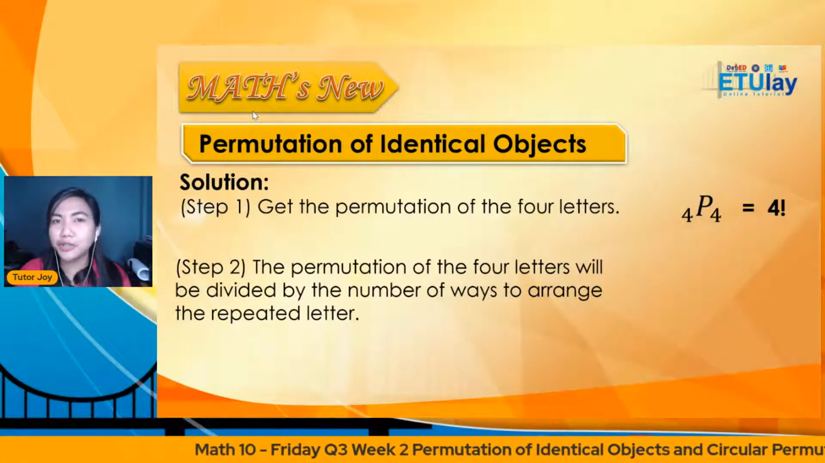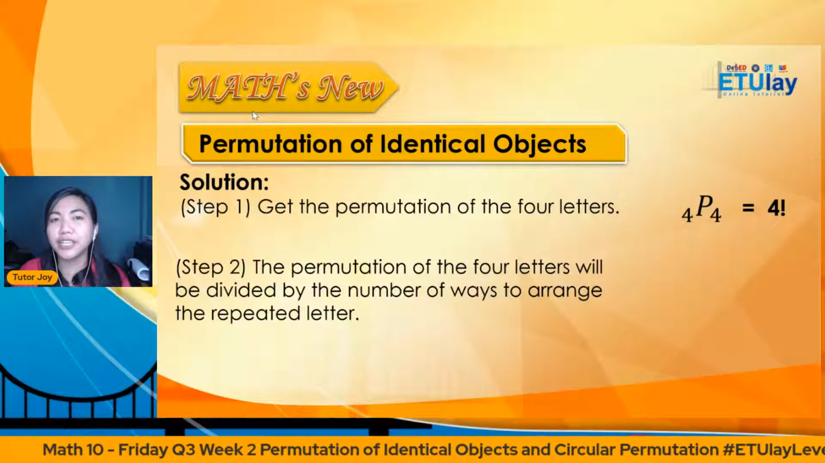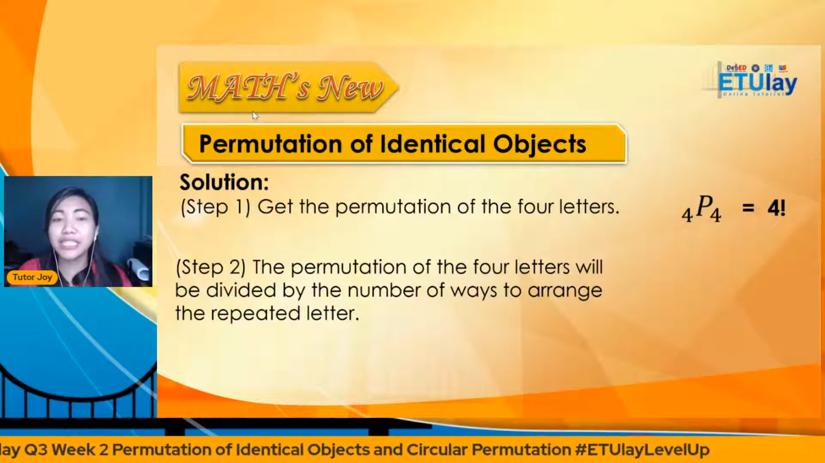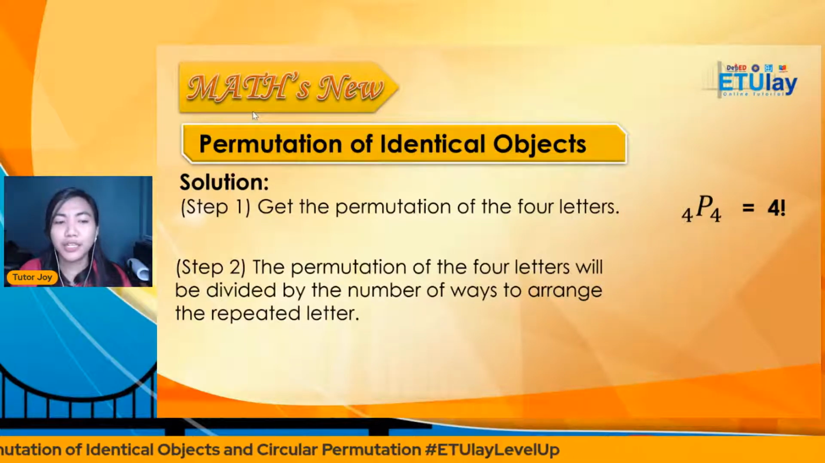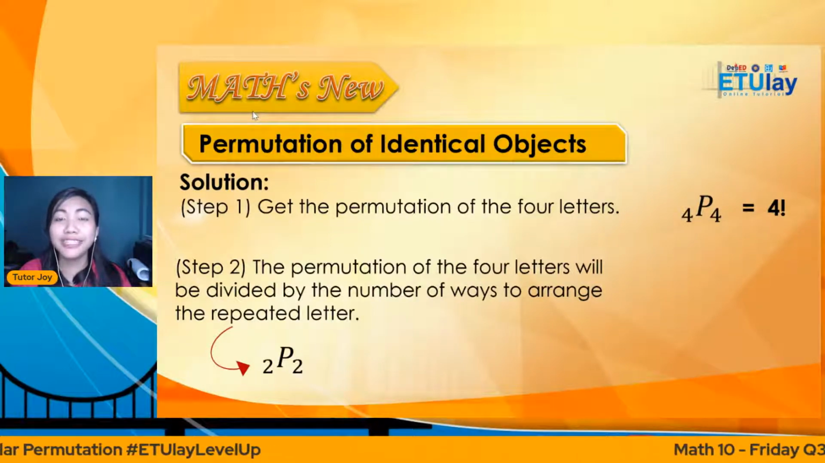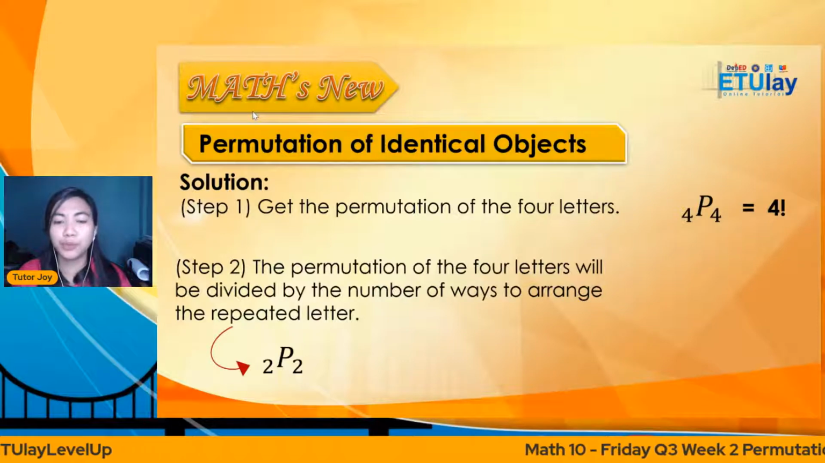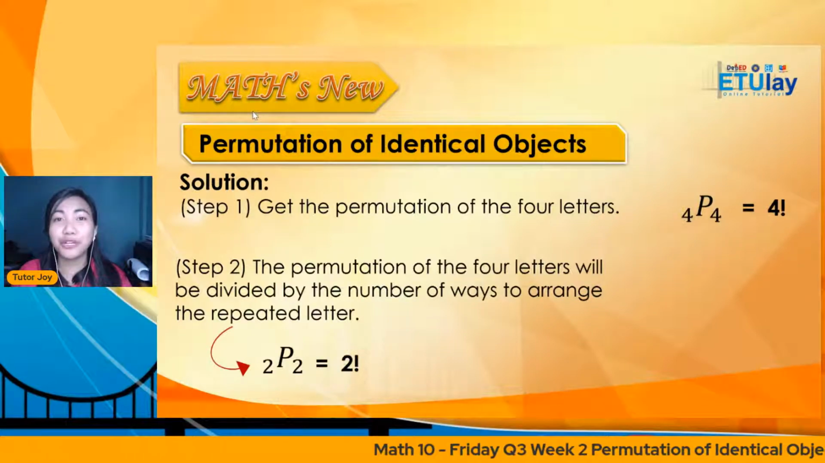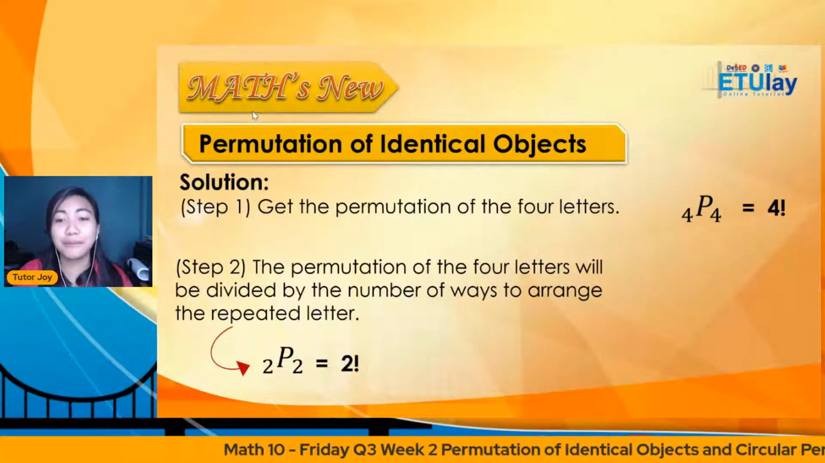Anong letter nga ulit yung na-repeat? It's letter N. At ilang beses siya nag-appear? 2. So, yung repeated letter natin will have a permutation of 2 taken 2 at a time, or 2p2. Or simply 2 factorial, 2 times 1, or simply 2.